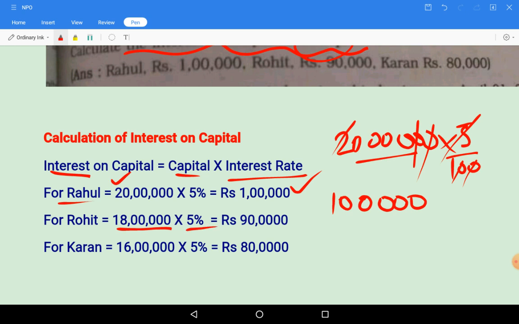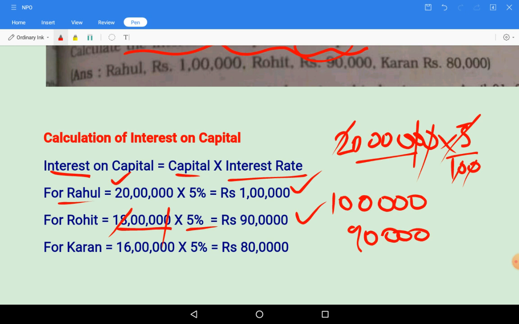If it is 5%, remove the zeros. Then take half of 18. Half of 18 will be 9. 9, and how many zeros are left? 4 zeros left. So 90,000 is the interest. Sir, we did not understand it this way.